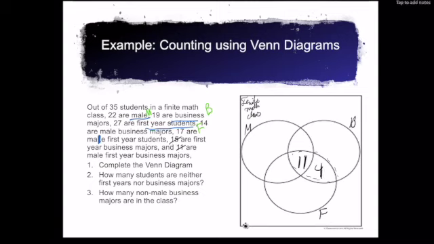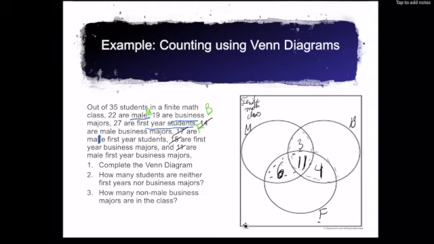Next, I have that 17 are male first-year students. So that means 17 of them are going to be between male and first year in this little section right here. Well, 17 is 11 plus 6. Cross that off. Next, I have 14 that are male business majors. That's going to be that overlap right here. So 11 plus what gives me 14? That's going to be 3.